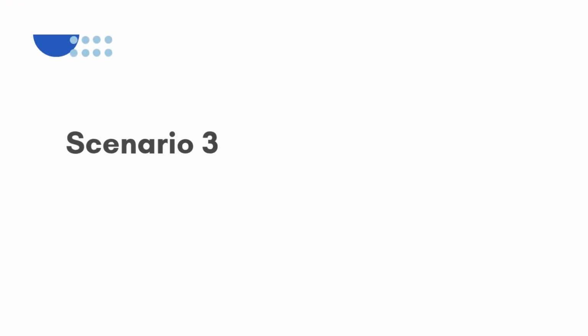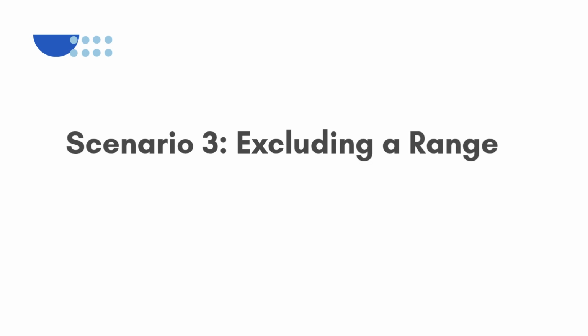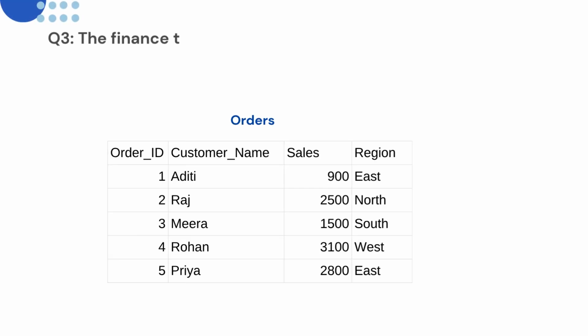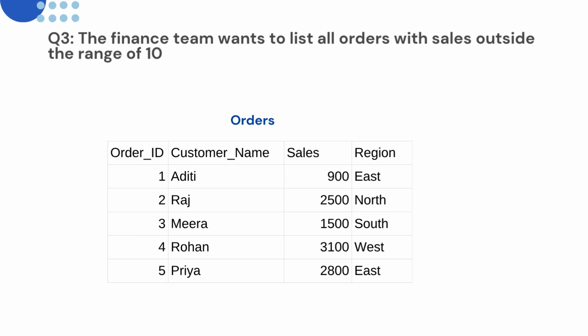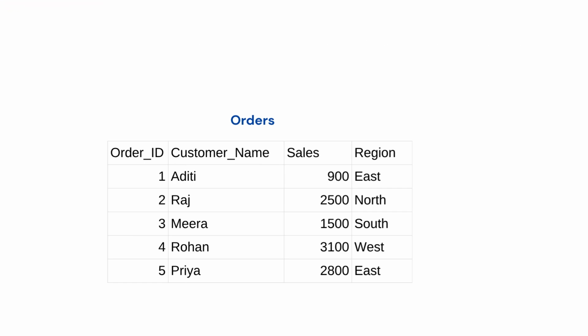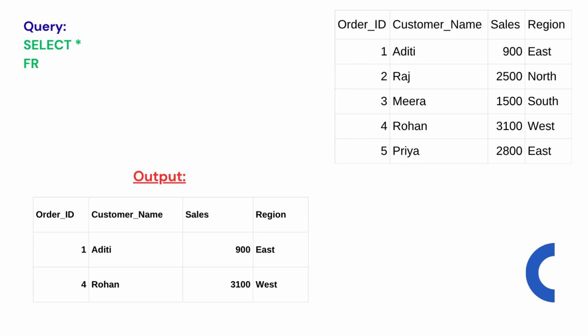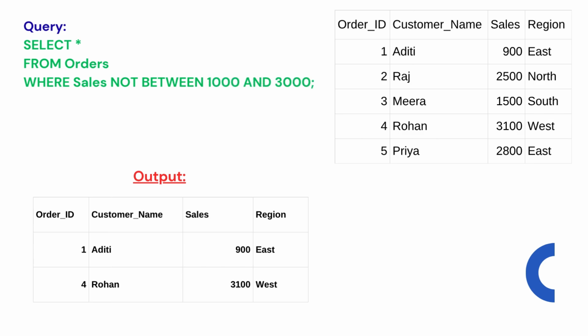So moving to the next scenario, excluding a range. The question is, the finance team wants to list all orders with sales outside the range of 1000 to 3000. So the query will be, select asterisk from orders where sales not between 1000 and 3000. So this is the output. Here we found only 2 rows, that is order ID 1 and 4. So not between helps you exclude a range, ideal when management wants to find low or high performing sales.